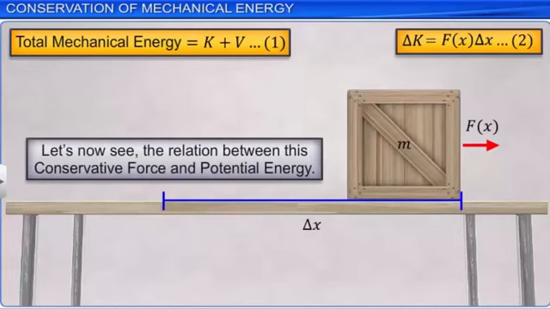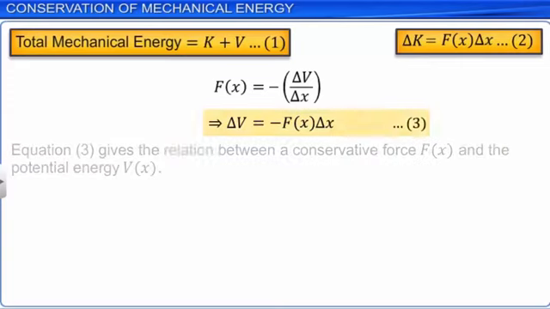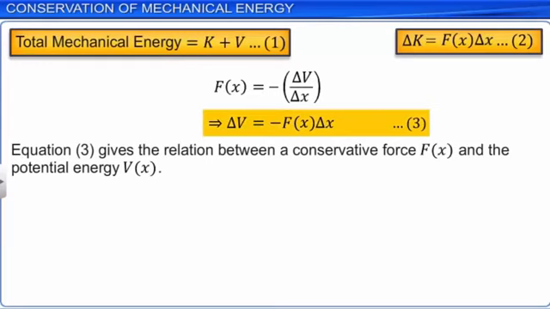Let's now look at the relationship between this conservative force and potential energy. Let delta V be the change in potential energy. As F(x) is equal to the negative of delta V by delta x, we get delta V = minus F(x) delta x. Let this be equation 3. Equation 3 expresses the relationship between a conservative force F(x) and potential energy V(x).